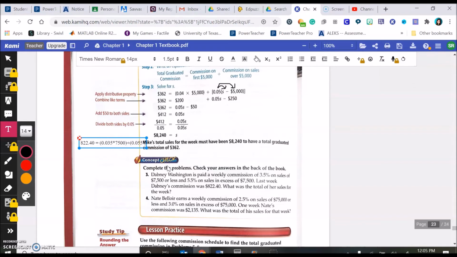times anything bigger, so the variable minus 7,500. You cannot see that. I'll pull that down. You should be able to see it now.